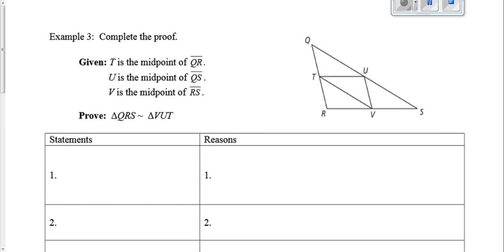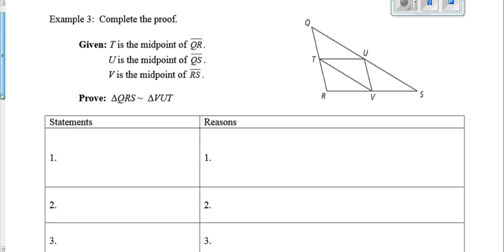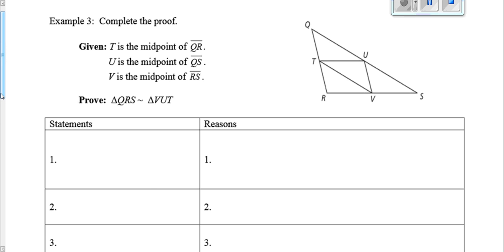All right, now this next proof, we are going to be learning a new concept in here, so make sure that you are really paying attention. So we're given that T is a midpoint of QR, U is a midpoint of QS, and V is a midpoint of RS. All right, what does midpoint imply? It implies that it's cutting a line in half. So if T is a midpoint of QR, that tells me that these two little line segments are the same length.